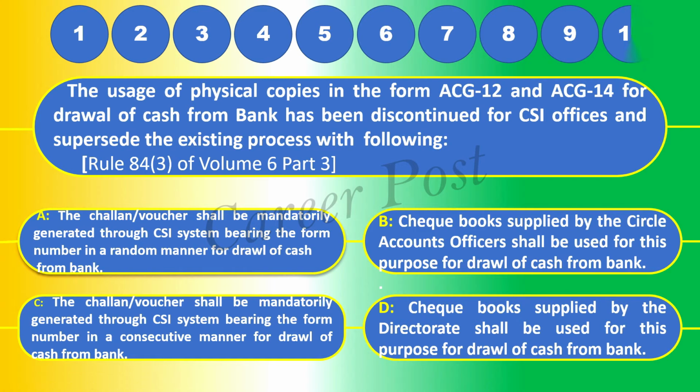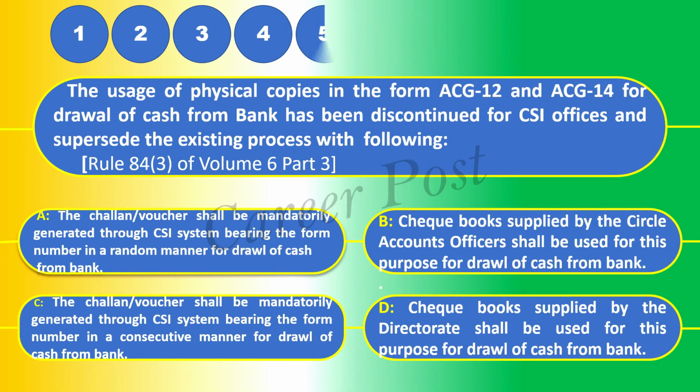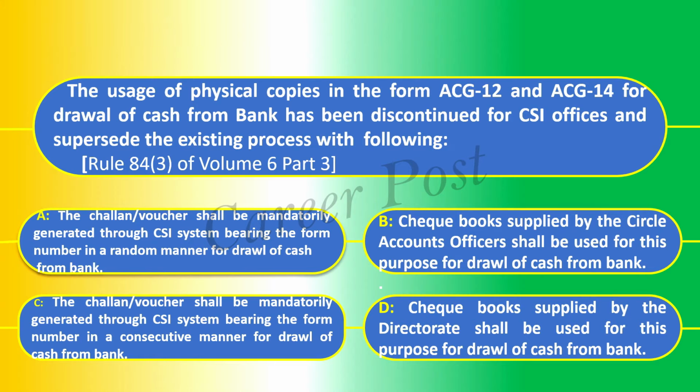You know that ACG 12 and ACG 14, these are the receipts used for drawal of cash from bank earlier. That procedure has been discontinued, and with the advent of CSI, that means with the introduction of CSI, the new procedure has been adopted. What is that procedure? They are asking that question. The answer is checkbooks supplied by the circle accounts office, that is POO, shall be used for this purpose for drawal of cash from the bank.